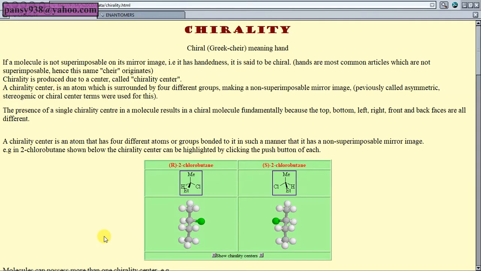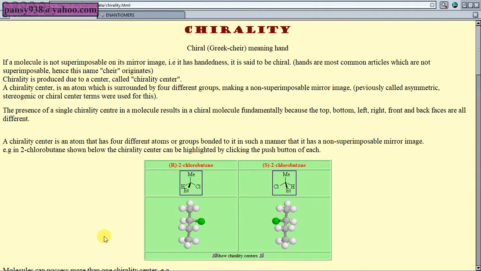Bismillahirrahmanirrahim. Today the topic of our discussion is chirality. The word chiral has its origin from the Greek chir, which means hand.